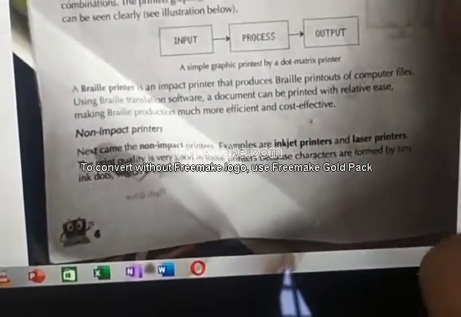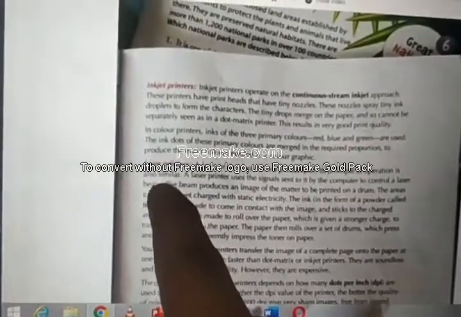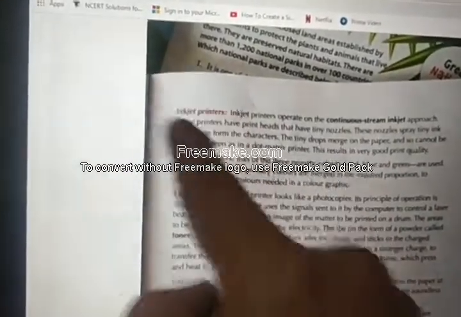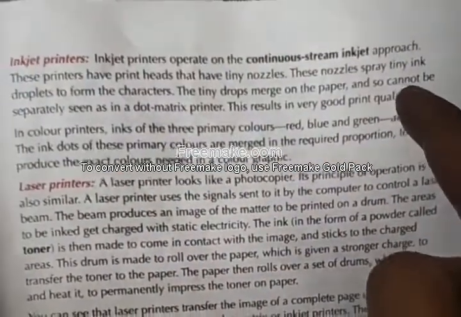Now question number 11, point number 2 is in the page number 5. This one, inkjet printer, from here till print quality. See, from here till print quality. Question number 11, point number 2.